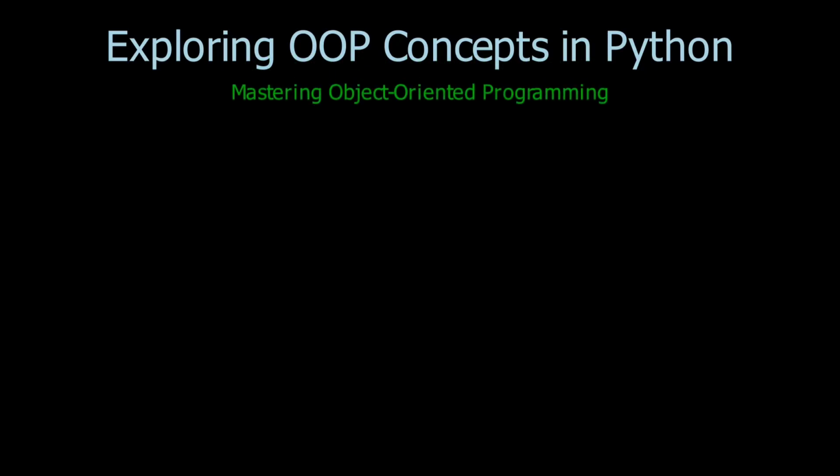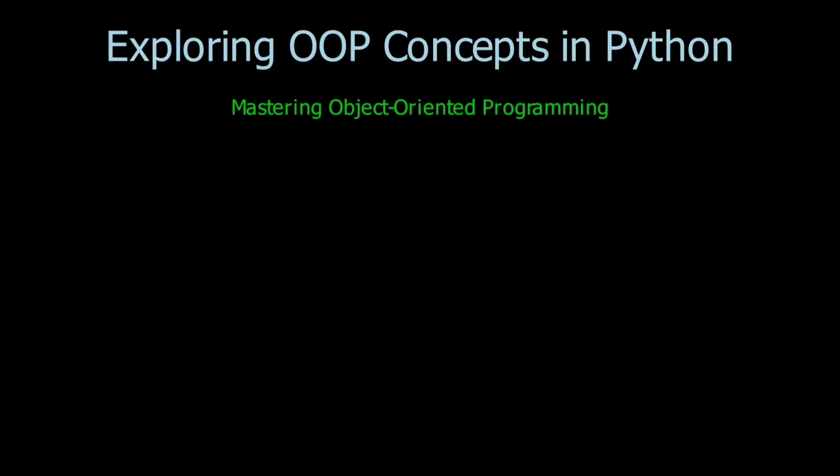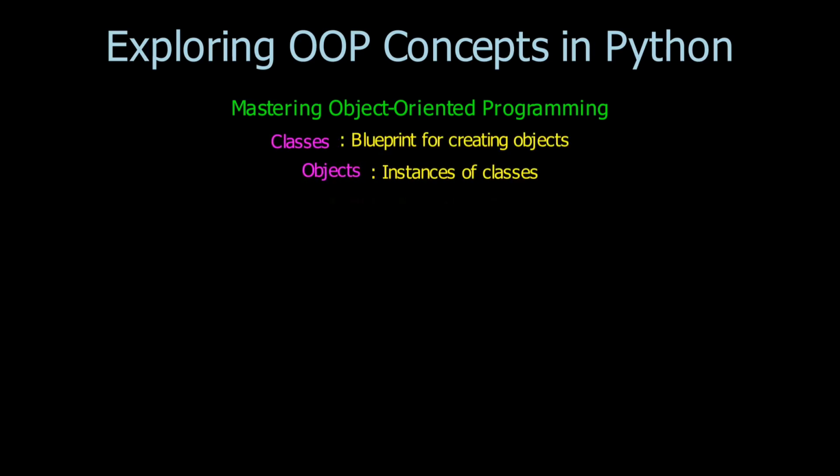In this section, we will explore the fundamental concepts of OOP and how they are implemented in Python. Let's dive into the world of classes, objects, and the powerful paradigm that shapes modern software development. The key concepts that we are covering will be, first one, the classes. They are the blueprints for creating the objects. Next, the objects. They are the instances of classes.